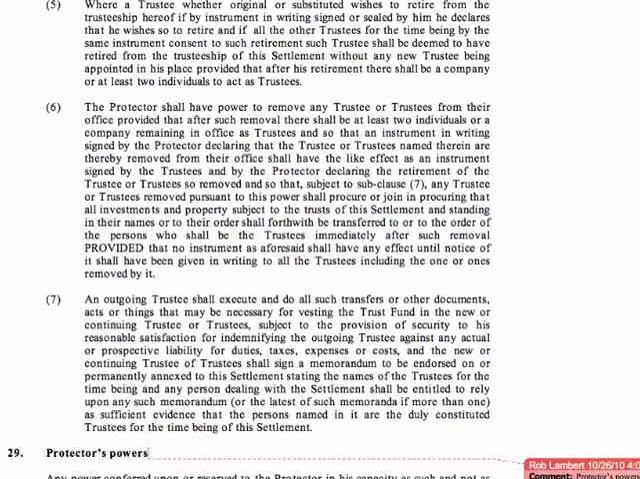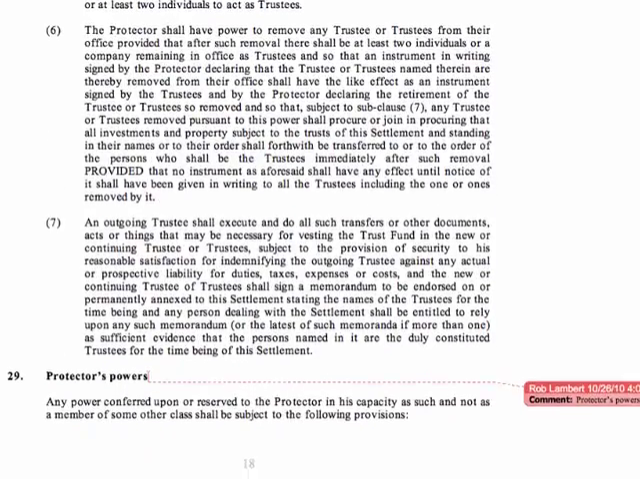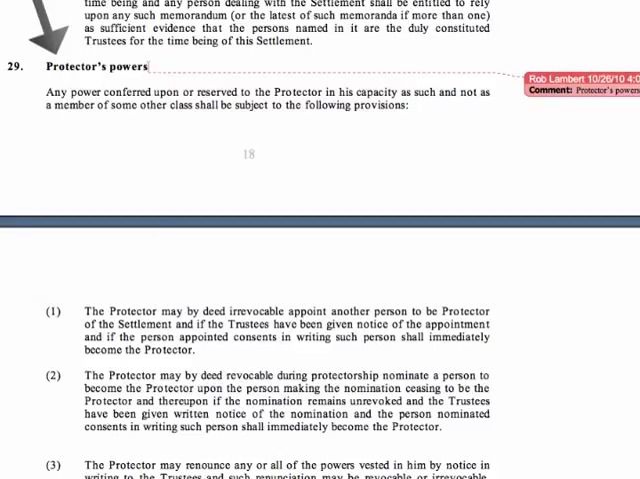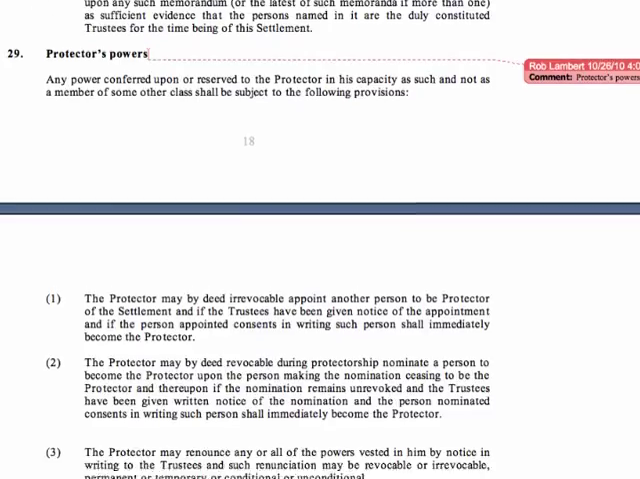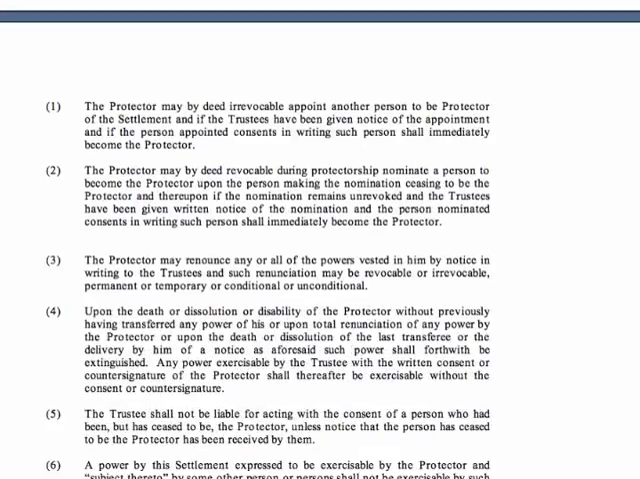Now, paragraph 29. This is great. This is the protector's powers. I want you to all read this specifically. I want you to all read this tonight before the next class. But look, the protector can basically say no to anything. The protector can get out of anything. He can leave. He can be reimbursed. He's not liable for anything. The protector's protected almost like the trustee.